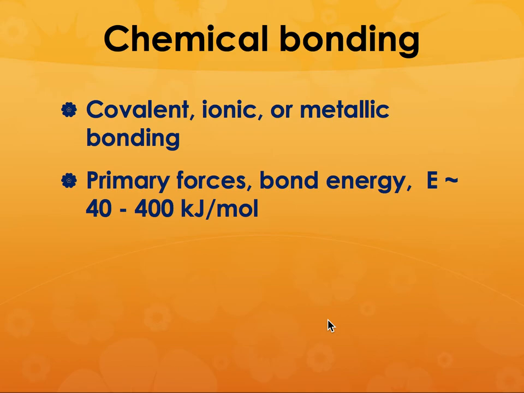This is regarding mechanical bonding itself. But what is more important are what are called chemical bonds between the matrix and the fibers. And these can be covalent, ionic, or metallic in nature. And the primary forces or the bond energy are between 40 to 400 kilojoules per mole. I mean, this is pretty high. These numbers may not make any sense to you, but that's pretty high.